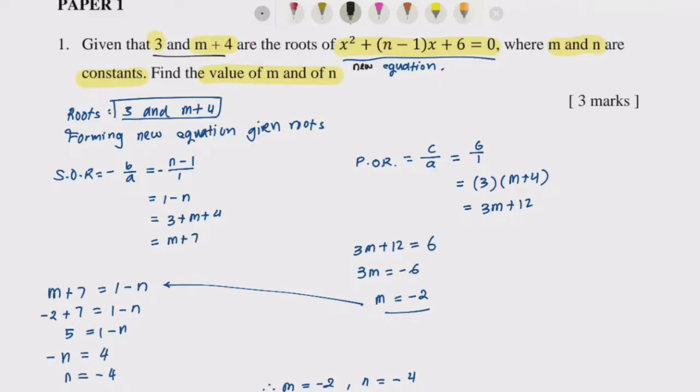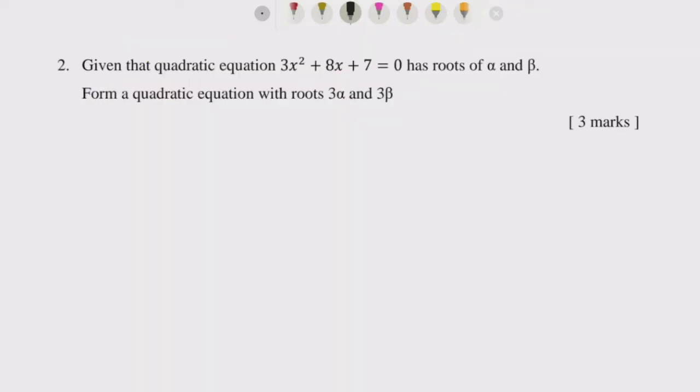Now let's look at the second question. This question has been discussed before in the previous videos. If you still don't know which videos we have discussed this in, you can click the link at this right corner to look further into this topic. But the question in that video is similar to this but not exactly this question. So now look at this question. It says, given that the quadratic equation 3x squared plus 8x plus 7 has the roots alpha and beta.